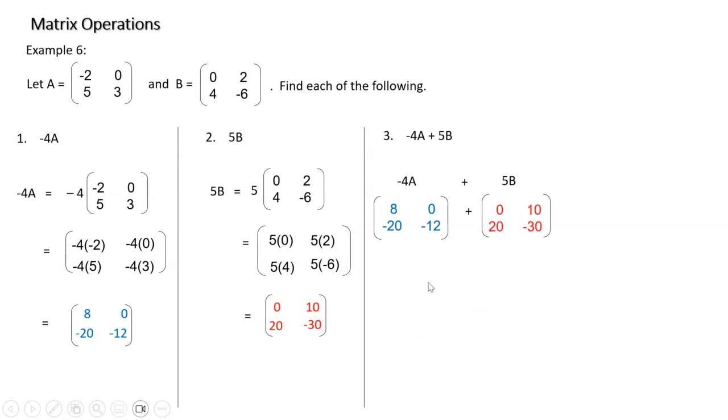Now we're going to do what we did when we added same size matrices. It will be 8 plus 0, 0 plus 10, negative 20 plus 20, and negative 12 plus negative 30. And here's my result. 8 plus 0 will give us 8. 0 plus 10 will give us 10. Negative 20 plus 20 is going to be 0. And negative 12 plus negative 30 will give us negative 42. So this is the result for number 3.